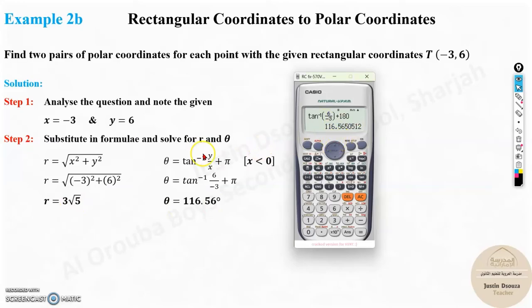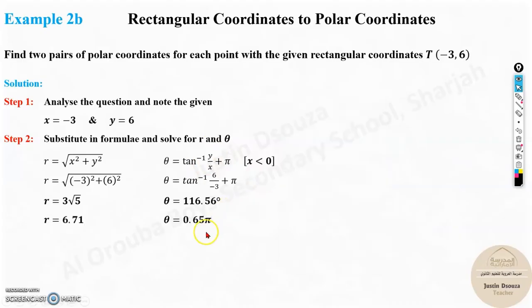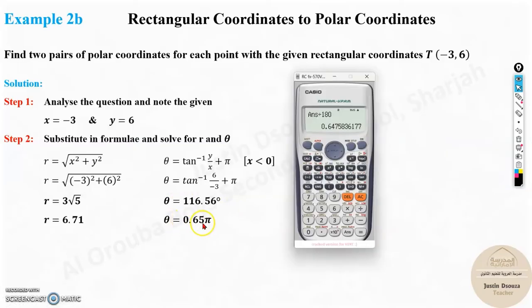Now you can convert this to radians. We just now saw all you need to do is divide it by 180, and then you can convert it. It is approximated as 0.647 pi.